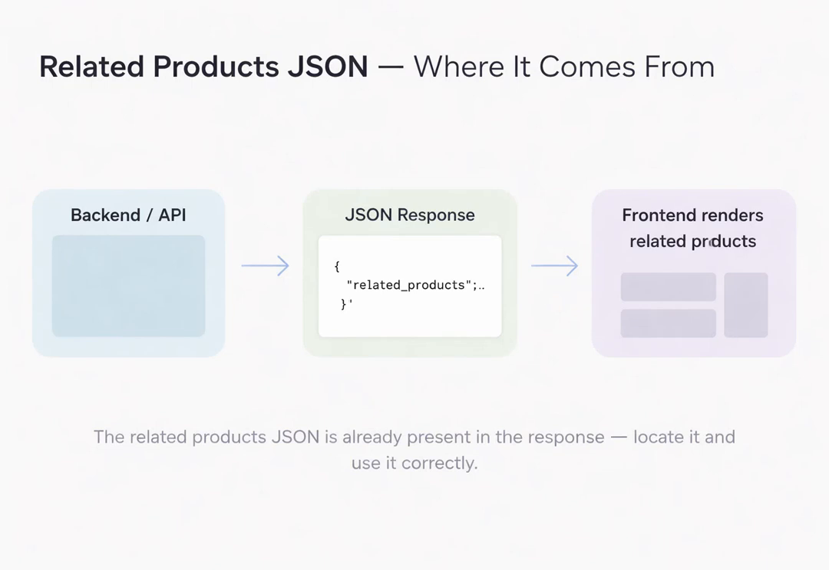The author also touches on related products, specifically where the JSON data for related products is coming from. The related products JSON is already present in the API response. The key is knowing where to find it and how to use it correctly in the front end. This is a reminder to always inspect your API response structure carefully before writing rendering logic. The data you need is often already there. You just need to map it correctly.